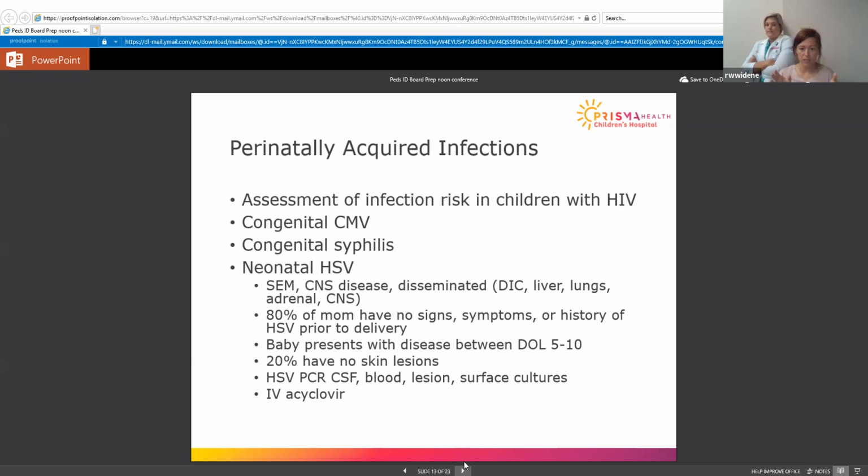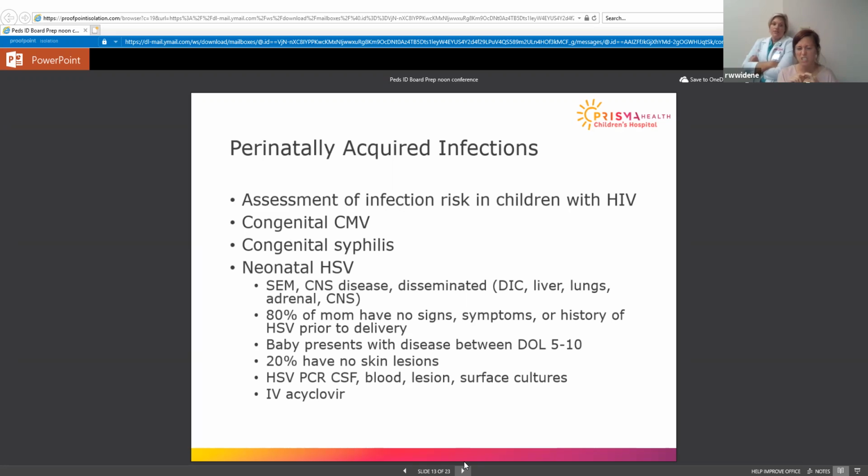Several of them can have no skin lesions, even in disseminated disease. You want to do the workup. The full workup is the PCR of your spinal fluid, of your blood, of your lesion, and then your surface cultures. And always, always, always treat with acyclovir, that is IV. 14 days for SEM, 21 days for the rest.